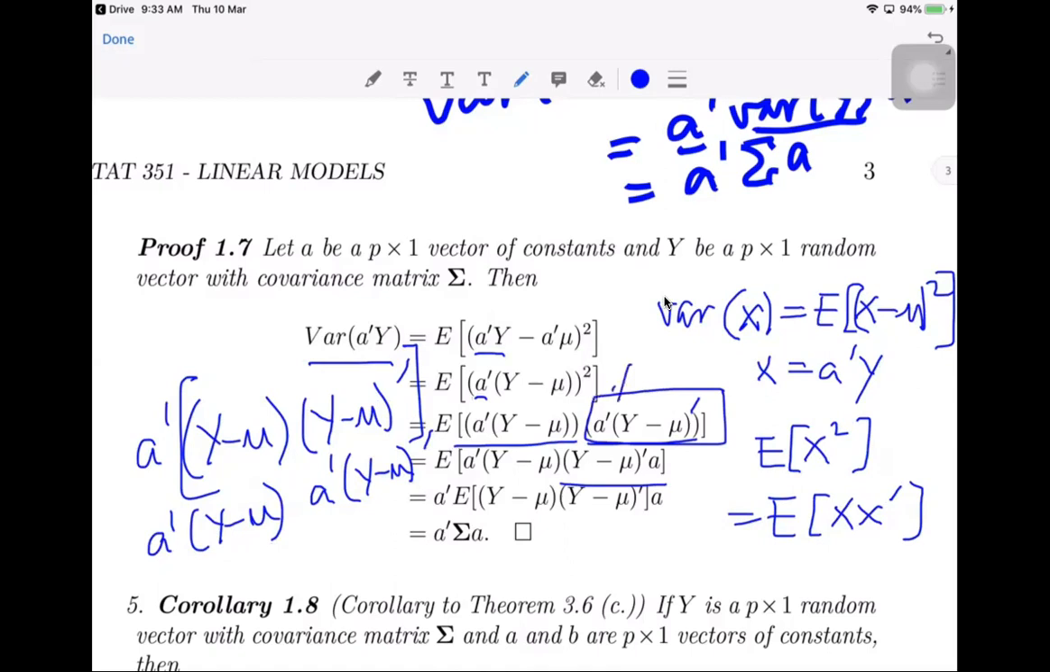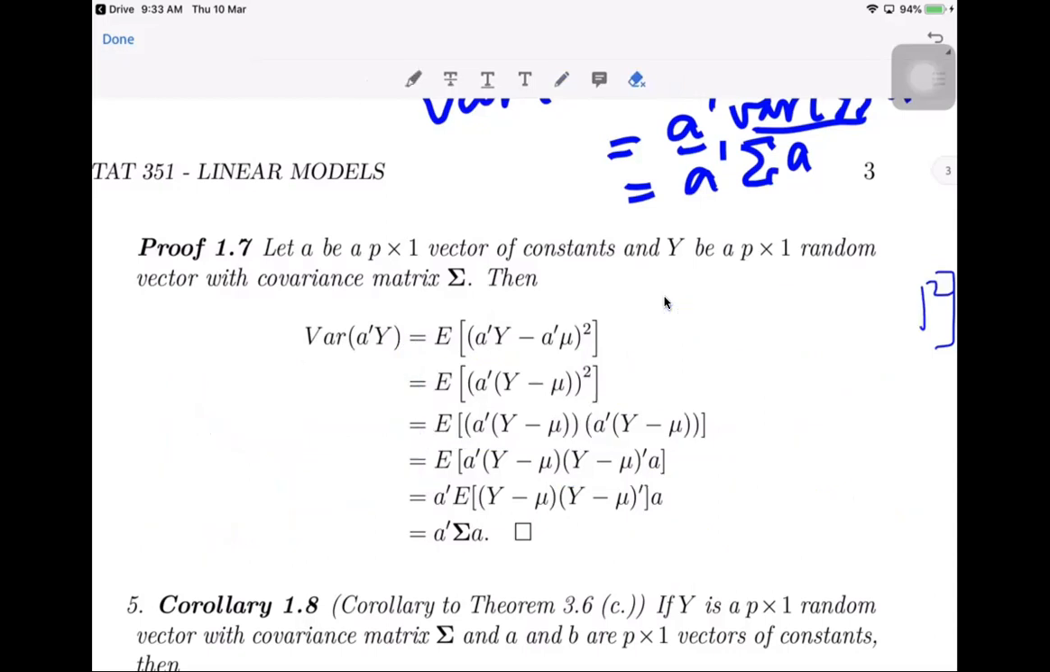Because this is just a constant. A prime for a constant is just a constant, and you can put the constant there. And then from here, you see that this part here is just a constant, no? So you can put the expectation inside, not distributed for all of this term. You can take the expectation of that, but by definition, that is the variance of y. So that will be equal to a prime times a.